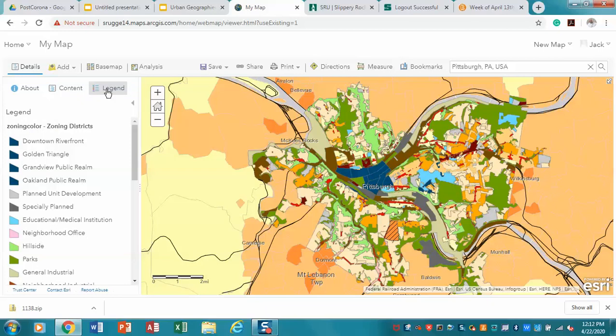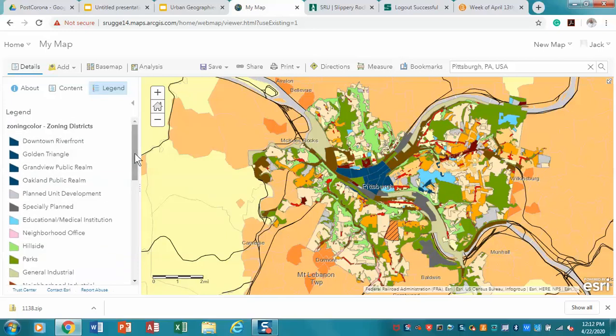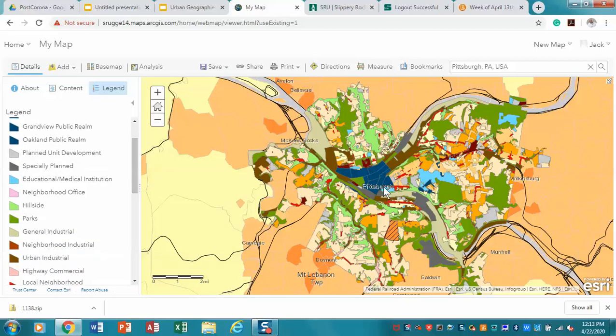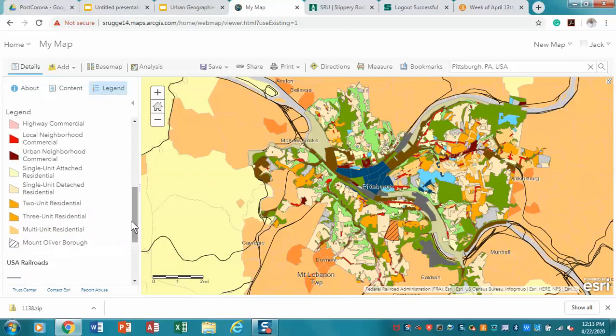What I'm showing you here is what we call a zoning map. For Pittsburgh, what zoning means is this is what areas are allocated to certain things, or what things are permitted there. And what I want you to notice is how many different types of landscape are zoned in Pittsburgh. Everything from planned units, specially planned educational and medical institutions. Obviously, we see Pitt and Carnegie Mellon right up here. We see parks, general industry, neighborhood industrial, urban industrial, highway commercial, local commercial, and so on. It's functionally complex. It is a landscape that does many things in close proximity.